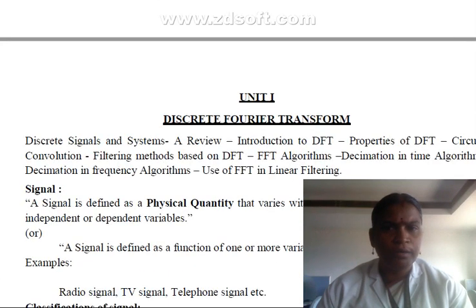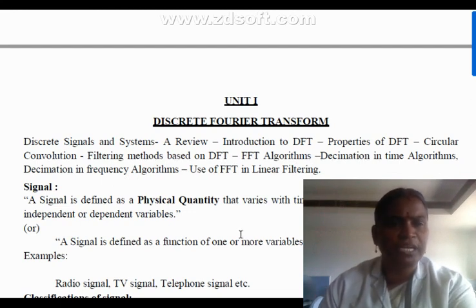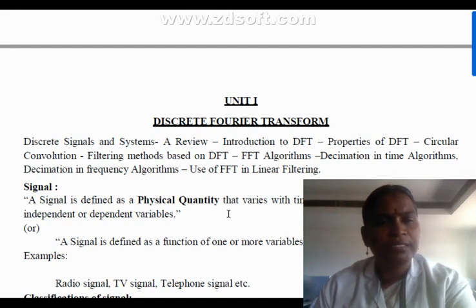The unit 1, discrete Fourier transform. In that discrete Fourier transform we are going to see about discrete signals and systems, a review, introduction to DFT, properties of DFT, circular convolution, filtering method based on DFT, FFT algorithm, decimation in time algorithm, decimation in frequency algorithm, use of FFT in linear filtering. We know that we have to study about signals and systems. It is in review we want to discuss now.